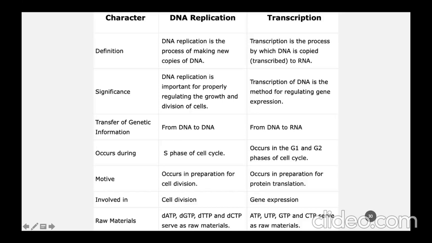Okay, DNA replication transfers the genetic information from DNA to DNA, while transcription is DNA to RNA. DNA replication occurs in the S phase of the cell cycle and transcription occurs usually in the G1 or the G2. So, the purpose of DNA replication is to prepare for cell division and transcription is to prepare for protein translation. Okay, these are the raw materials: A, G, T, C. For transcription, because it involves RNA, there is no T, it has A, U, G and C.